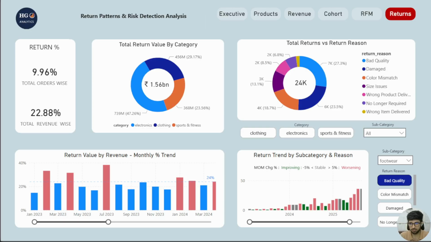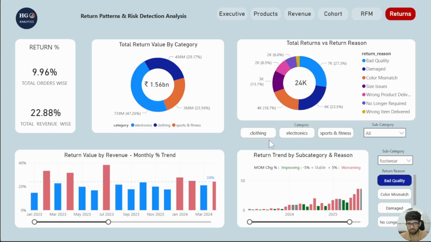So, right next to it is the total return value, which is subdivided into categories. Okay, here you can see electronics, clothing, sports and fitness. Okay, so after this you can see total returns versus return reason. Okay, the highest return reason is bad quality and damaged, which signals that before the product even reaches the customer, it is getting damaged, which means it is a supply chain issue, not a customer behavior issue. Okay, so we need to work there.